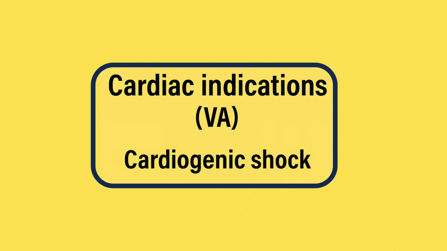Now let's discuss VA ECMO. Cardiogenic shock suitable for ECMO is generally characterised by a systemic blood pressure of less than 90 mm of mercury, urine output of less than 30 mL per hour, a lactate over 2 and an SvO2 of less than 60% with an altered state of consciousness, despite optimal management.